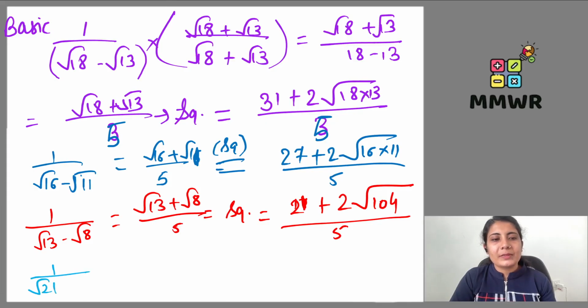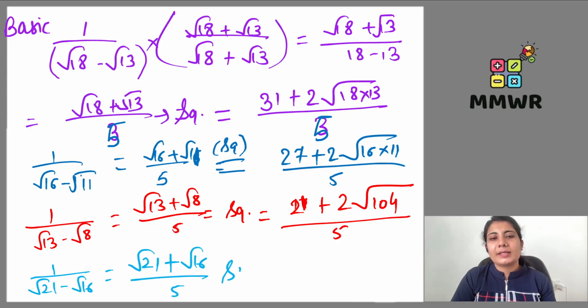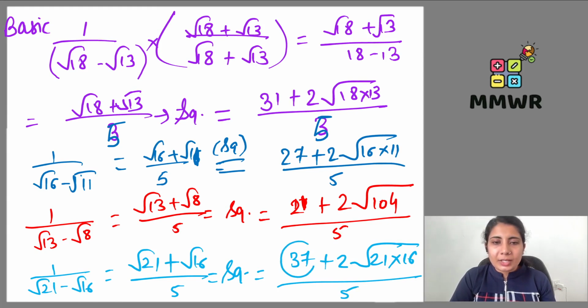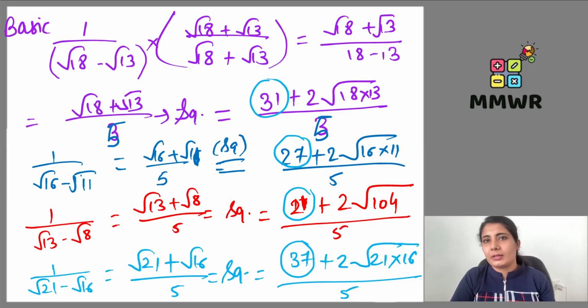1 upon root 21 minus root 16. When I simplify this, this gives me root 21 plus root 16 upon 5. When I take this square here, this gives me root 21 square plus root 16 square, 21 plus 16, 37, plus 2 root 21 multiplied by 16, divided by 5. So we can clearly check 37, 21, 27, 31.